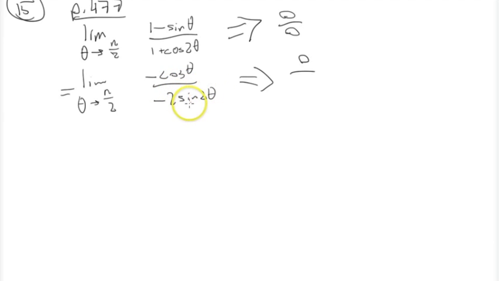Sine of 2 times pi over 2, so sine of pi, is also going to be 0. So we've still got an indeterminate form. So let's try to apply L'Hopital's rule one more time.